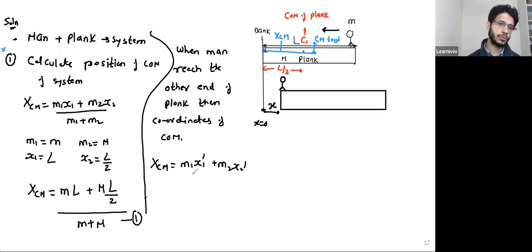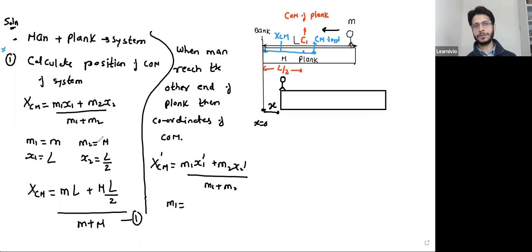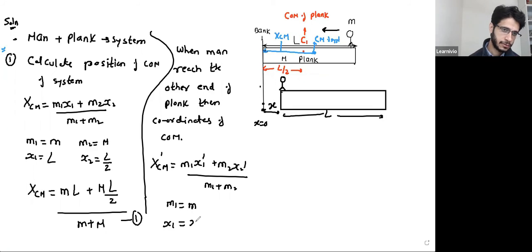M2, X2 prime. Then I need M1 plus M2. As earlier, this is XCM prime. So this is the position of center of mass when man is at this end. Now this is the position of center of mass when man is at this end. Small m is m. Sania, how much is x1 here? See, x coordinate simply means the separation of man from the bank. So this man is at a separation x from the bank. So x1 is x, right?